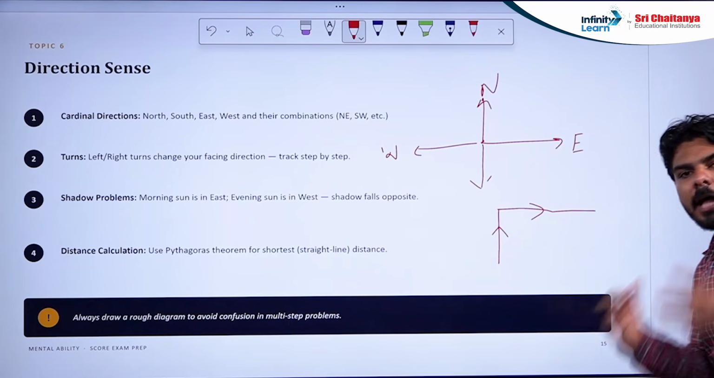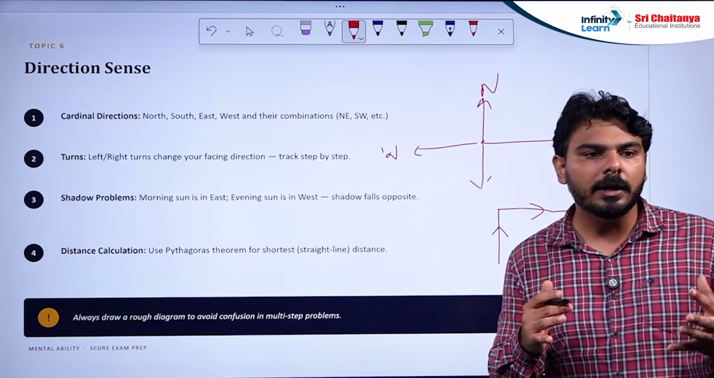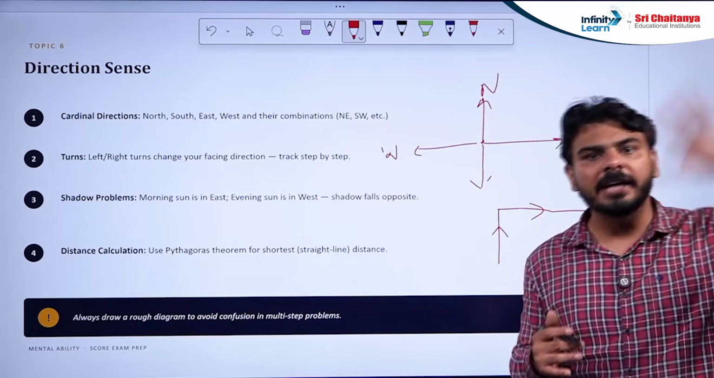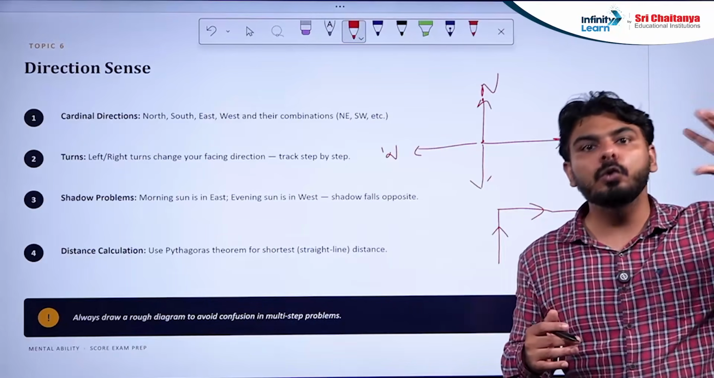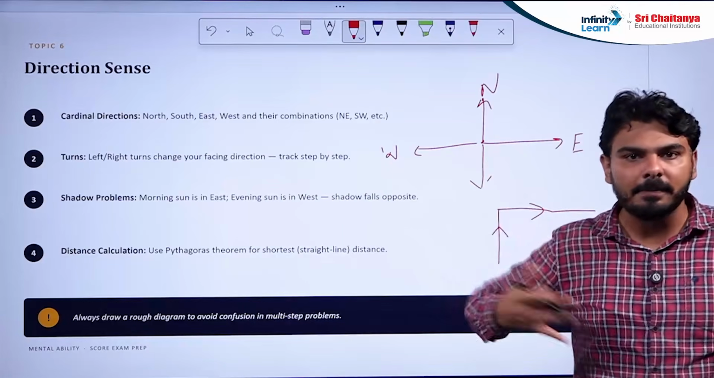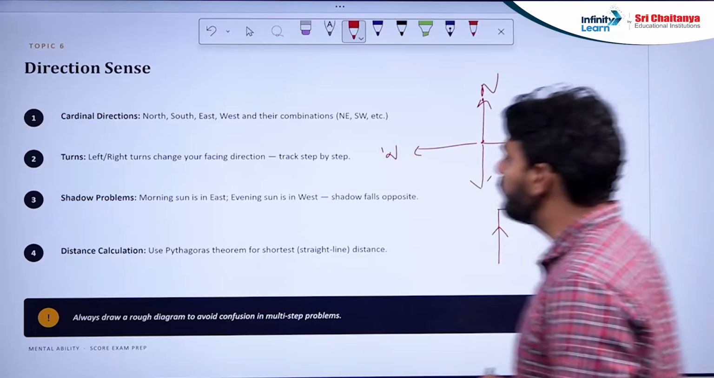The other type of questions where students find trouble is when a person moves 45 degrees clockwise, 90 degrees clockwise, or 275 degrees anti-clockwise. Suddenly they do not understand what is happening. So we will be doing those kinds of questions also. Let us now move on to our next slide.